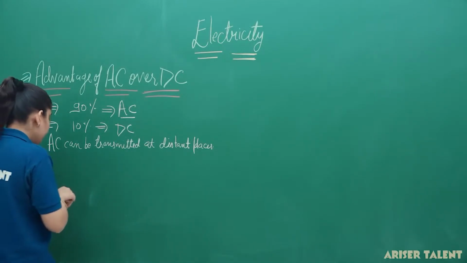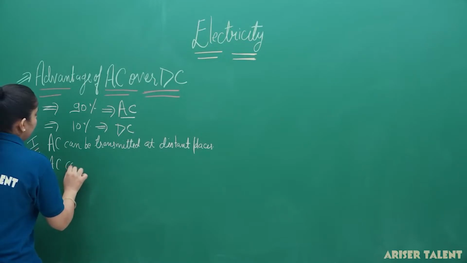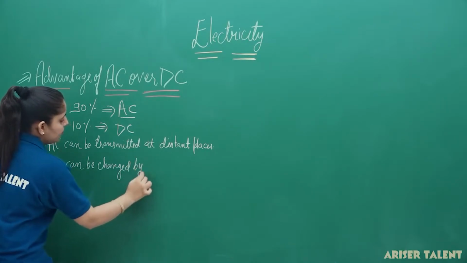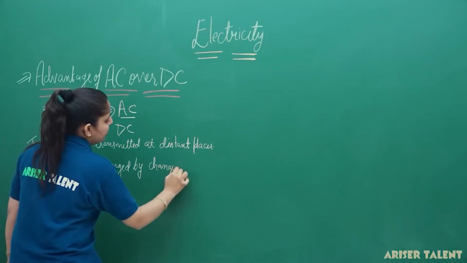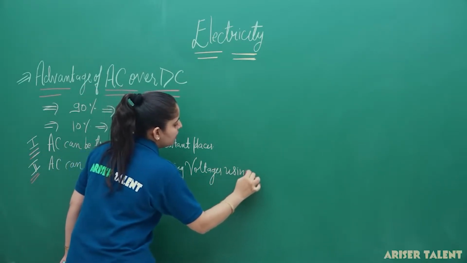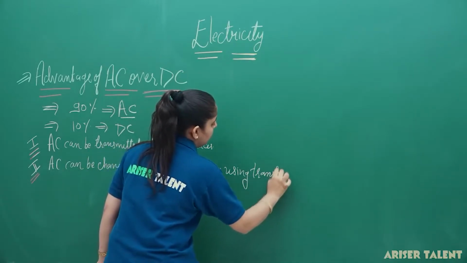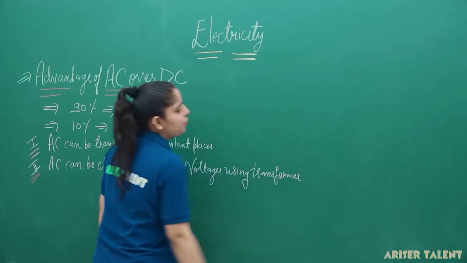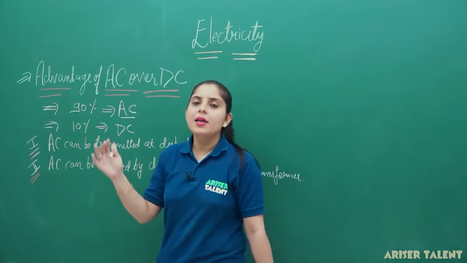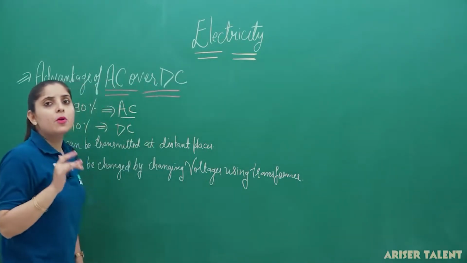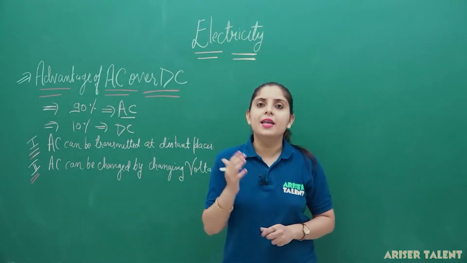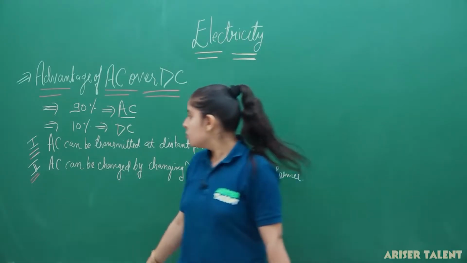Second advantage is that AC can be changed by changing voltages using a transformer. It means if you want to change the value of the voltages, you will just simply connect the transformer in accordance with that device. You can step up or step down the AC. This is another important feature of the AC, that it can be easily stepped up or stepped down.